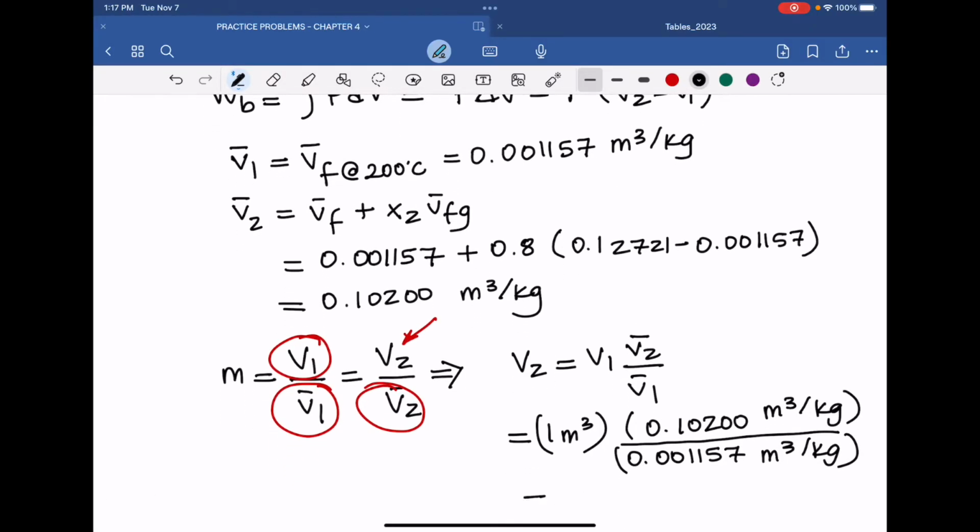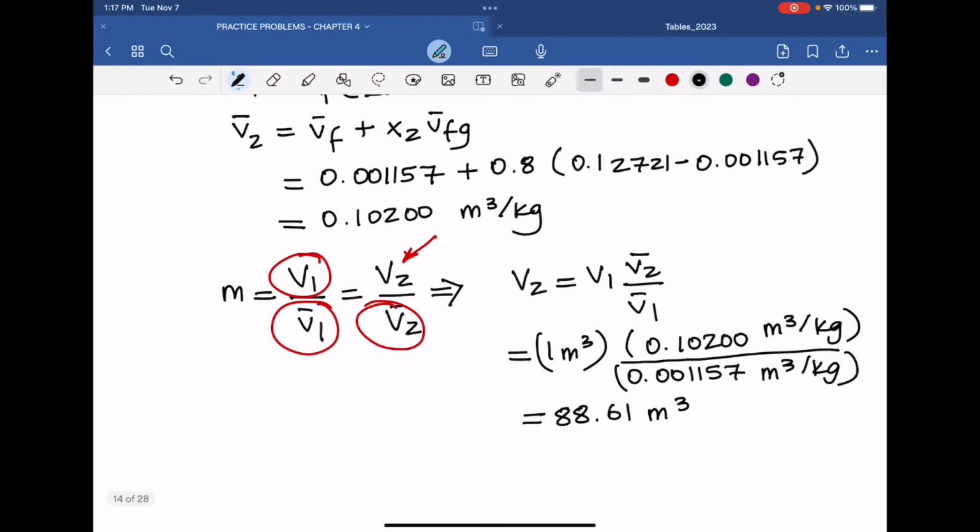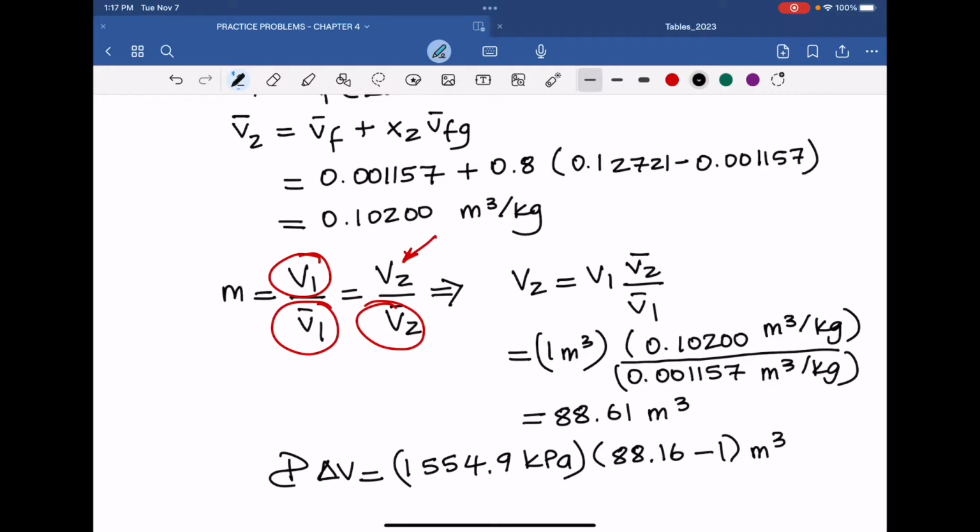And this should give you, and of course after that we just need to plug this into our equation, which is the pressure is this, and the volume change is this.